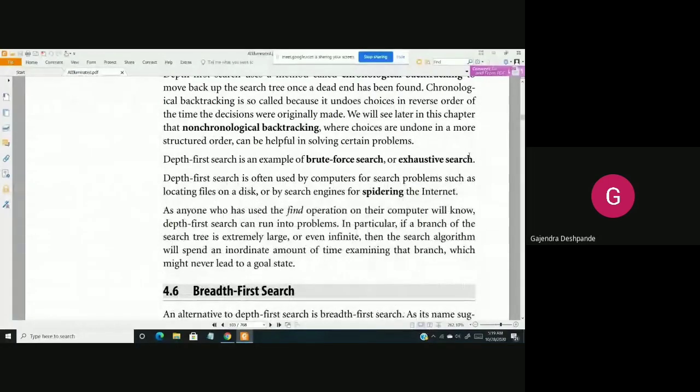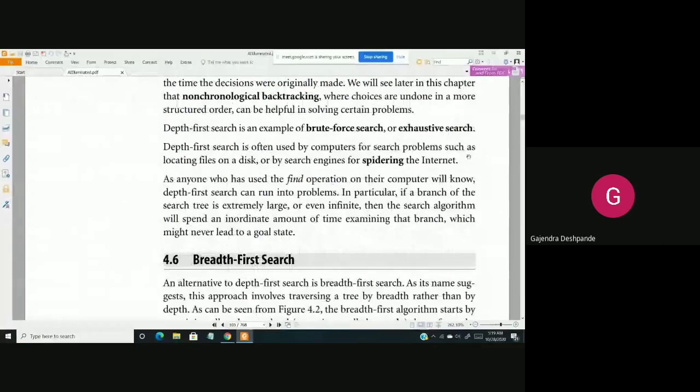So also your search engines use a technique called spidering. So even spidering employs the technique of depth first search.